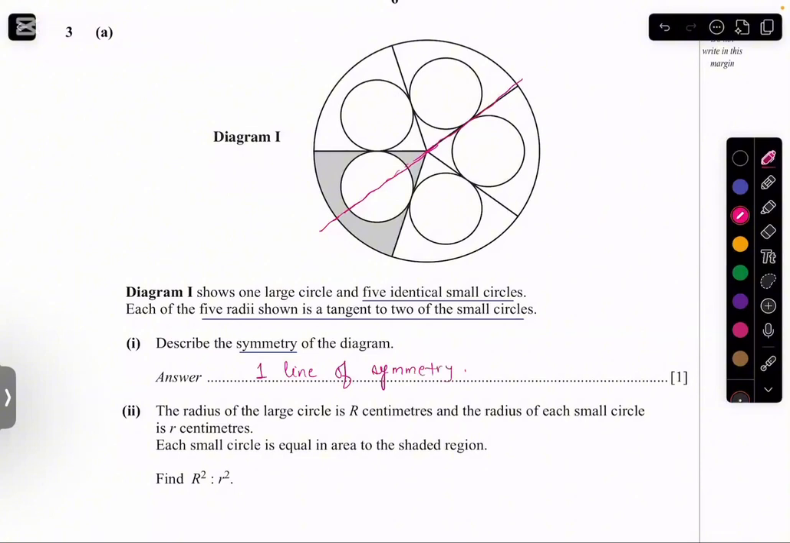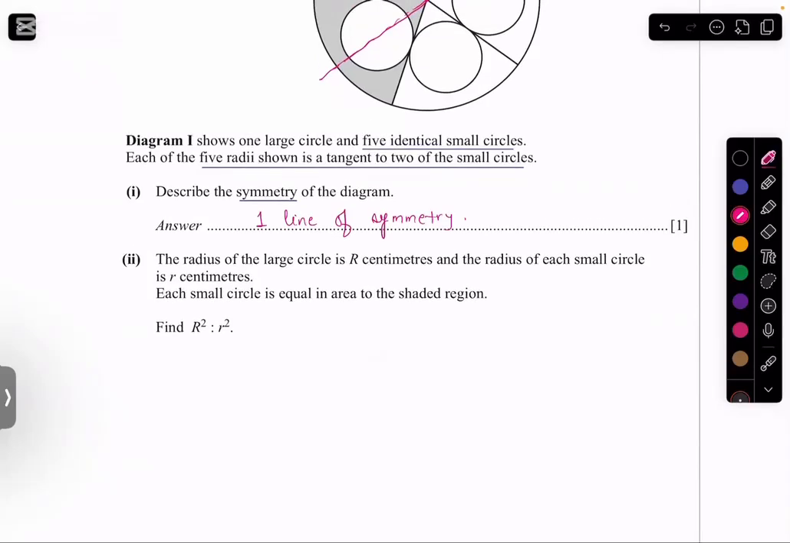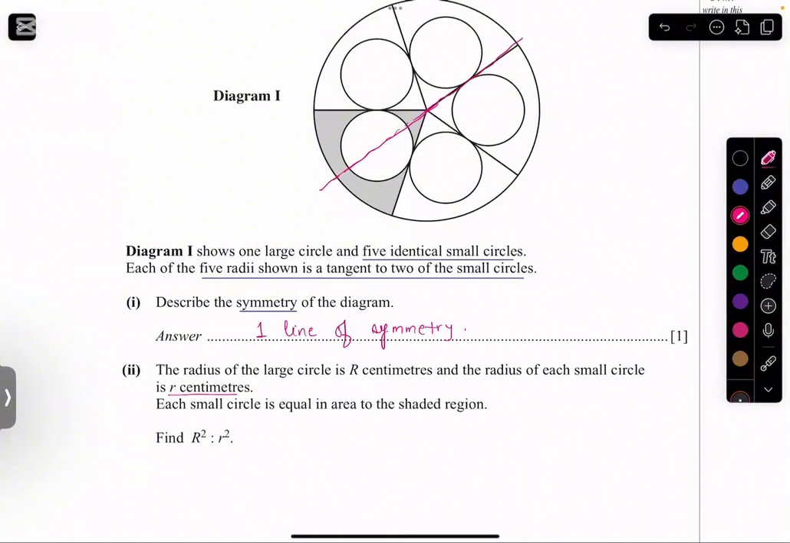The radius of the larger circle is capital R centimeters, and the radius of each of the small circles is small r centimeters. So the larger one has the radius which is capital R. Let's write this. This is our capital R. The larger circle has the radius capital R, and the radius of each of the small circles is small r centimeters. So if I'm taking this as the center, then this is going to be my small radius. Okay, each small circle is equal.